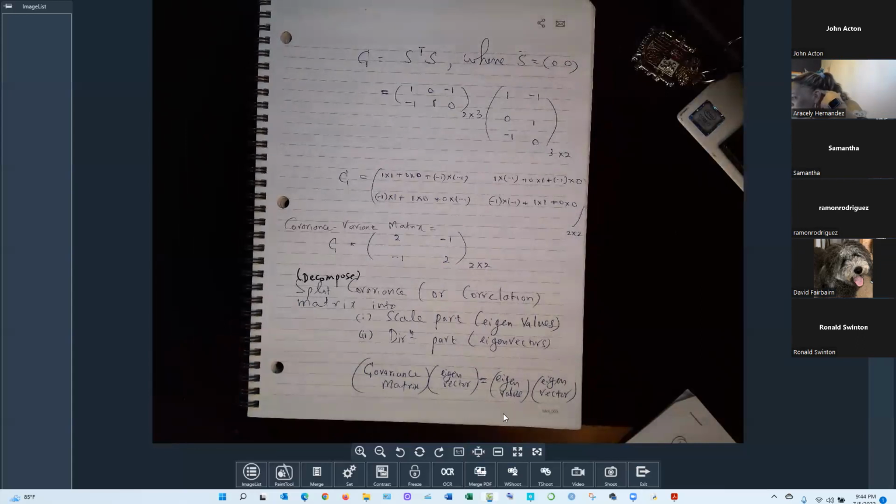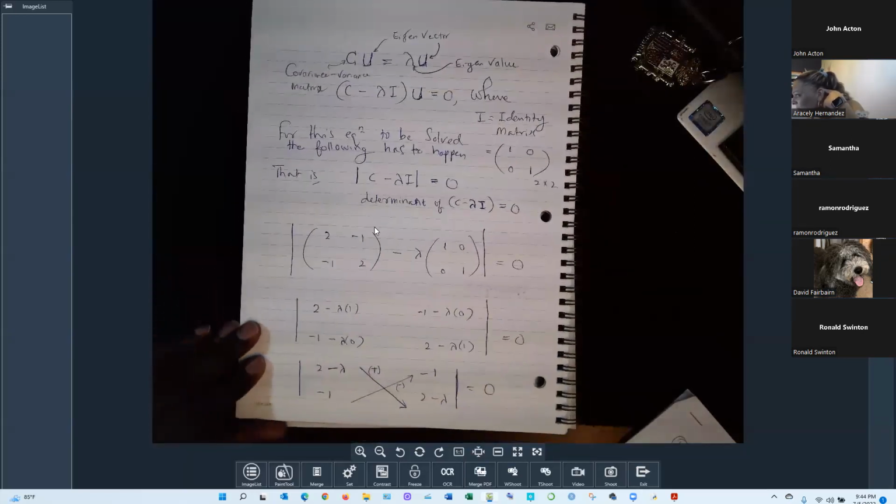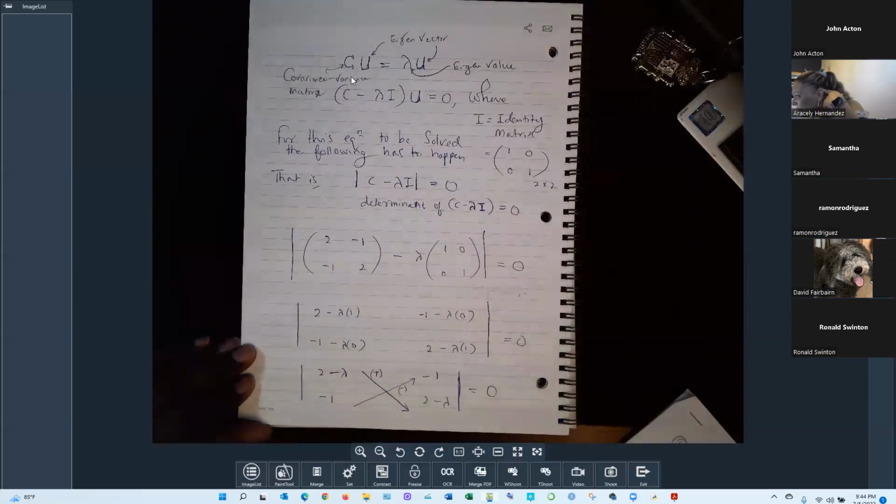How do you find the eigenvalues and eigenvectors? The covariance matrix multiplied by the eigenvector equals the eigenvalue times the eigenvector. That's how you're going to get this eigenvalue. This is my covariance matrix; I call that one C. The eigenvector I'm going to call U. Eigenvalues I call lambdas. Covariance times U, where U means the eigenvector. Then I'm going to pull out U, so you have C minus lambda I, where I means the identity matrix, which is 1, 0.